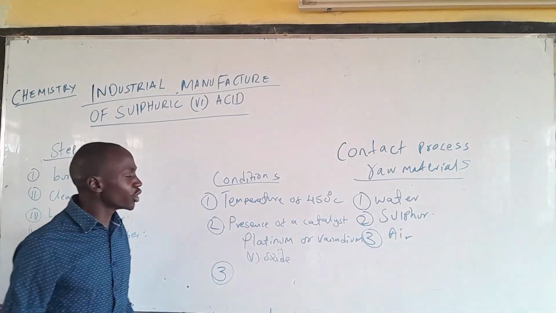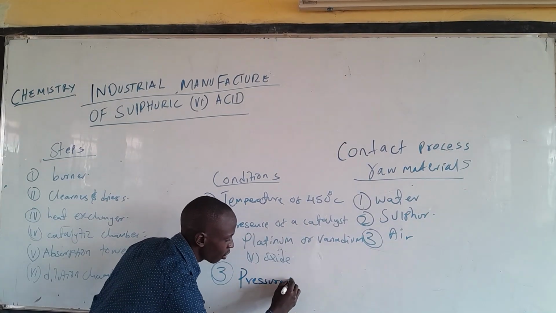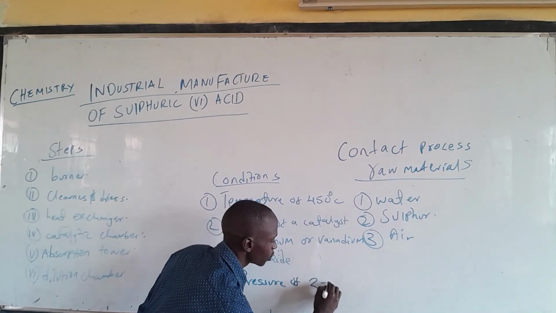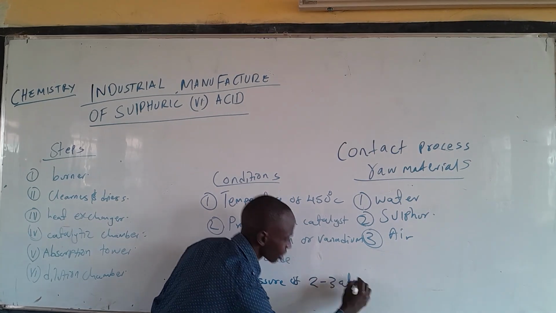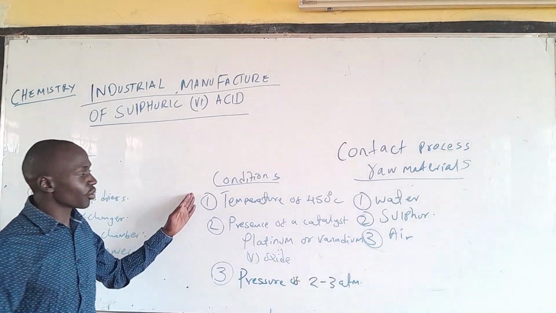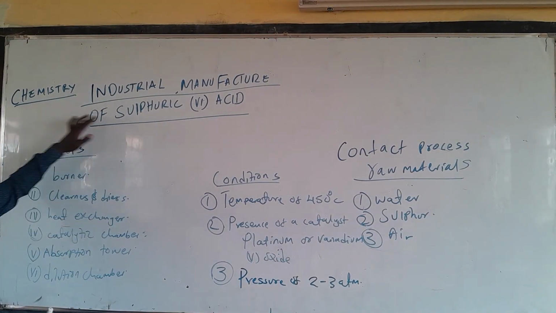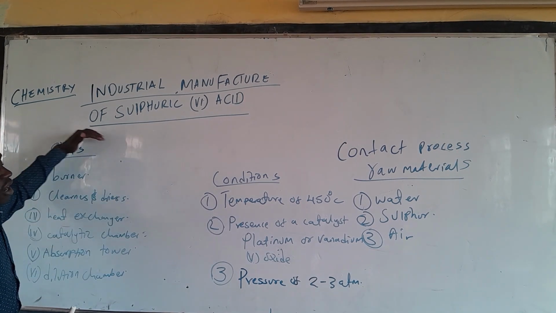We have the final condition, which is a pressure of 2 to 3 atmospheres. These are the three conditions that will enable the contact process to go on. Now, from the conditions, we now move to the steps of the whole contact process.